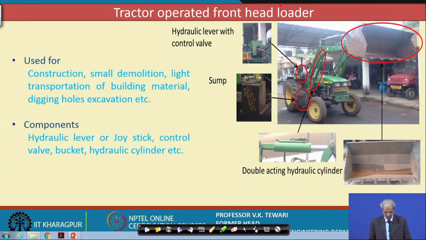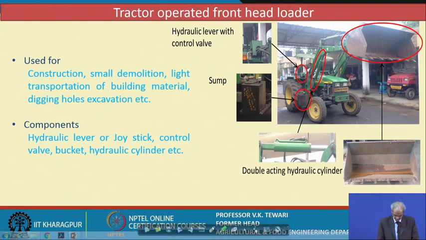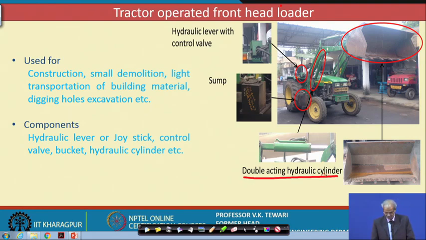The various other aspects of the system you can see here: the double acting hydraulic cylinder, we will talk of this. Then there is a sump here, this is where it is, and a lever with controls. There is a hydraulic lever with controls which are shown at various locations. These are the cylinders, and then the bucket. This is the bucket which you have seen over here. So, this is a tractor operated front head loader which is used for lifting the material, carrying the material, and then loading on trucks or wherever you want.